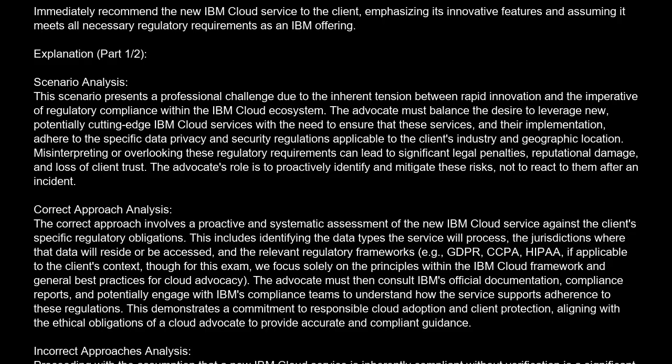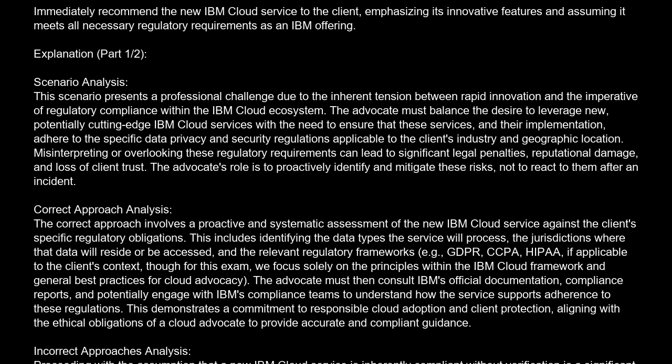The correct answer is A. Immediately recommend the new IBM cloud service to the client, emphasizing its innovative features and assuming it meets all necessary regulatory requirements as an IBM offering. Explanation. Scenario analysis. This scenario presents a professional challenge due to the inherent tension between rapid innovation and the imperative of regulatory compliance within the IBM cloud ecosystem.